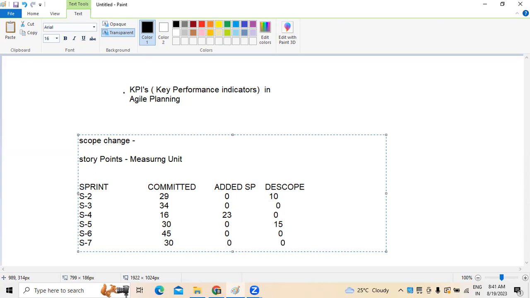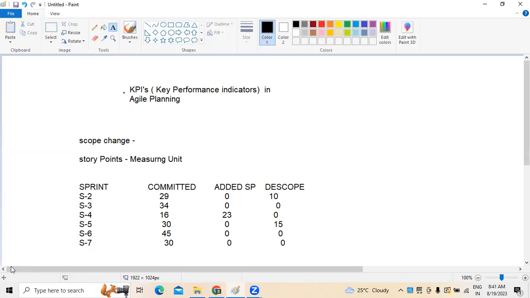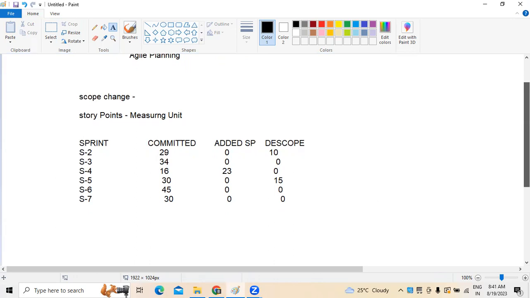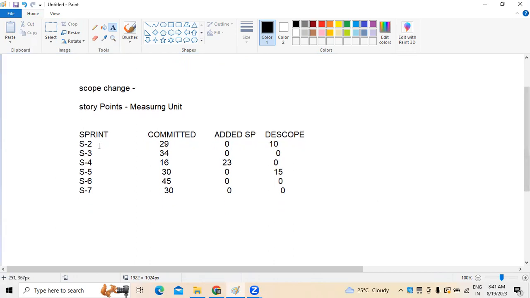Now, the last one is also 0. So these are the user stories. These are the sprints which I have taken, right? Sprints from the second onwards I have taken, because the first sprint already started, so that is completed. Based on that, we will be doing.